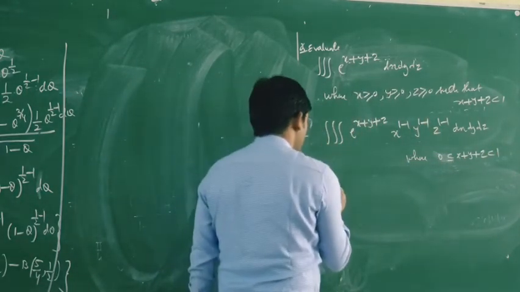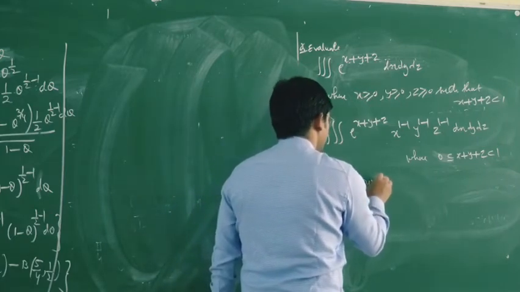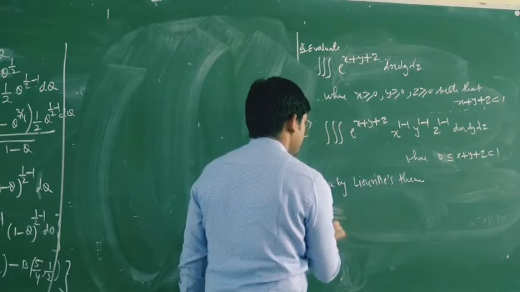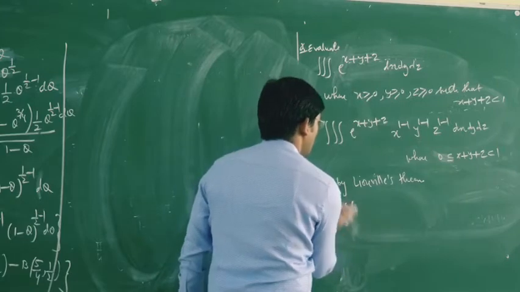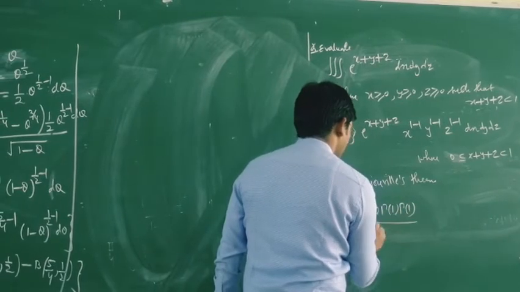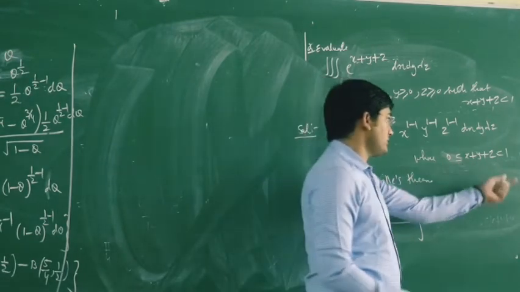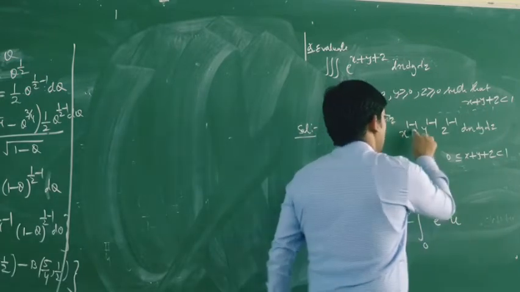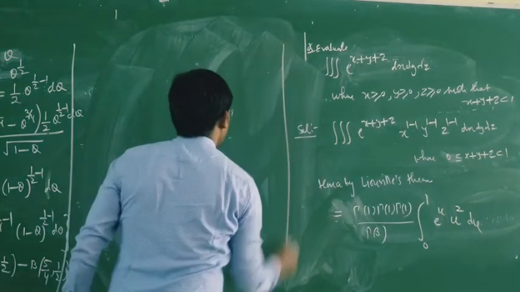So therefore this triple integral, hence by Liouville's theorem, is equal to, the value of this triple integral will be gamma L, gamma m, gamma n divided by gamma L plus m plus n. Then we will have the limits of x plus y plus z, which is from 0 to 1. Then here we will have e power u into u power n plus n minus 1. So this means u square. So this is equal to 1 by 2.